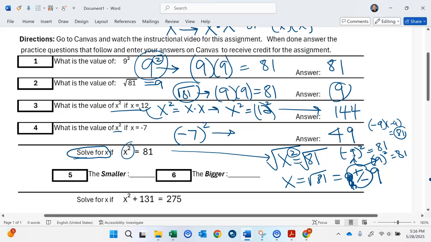So now we have two solutions. We have x is equal to negative 9 and 9. Two solutions. Okay, so the smaller, remember, is negative 9. The bigger is positive 9. Okay, so that's what we do.